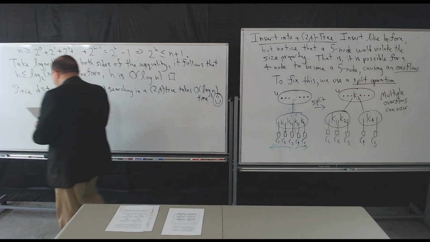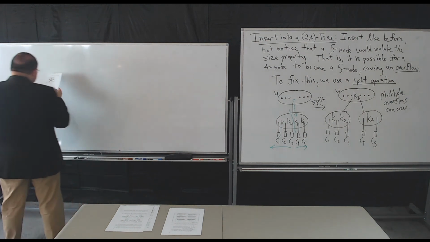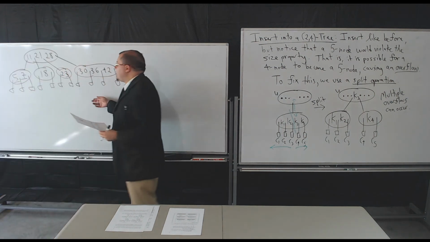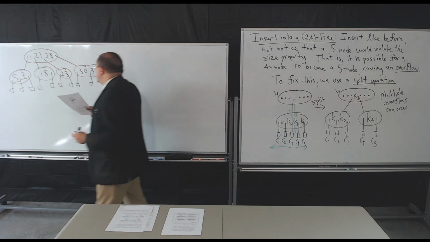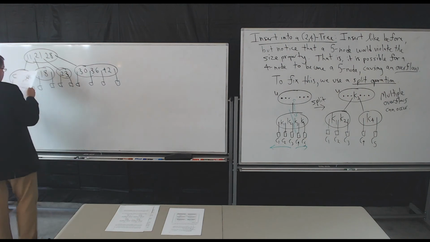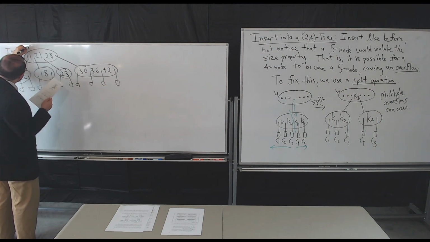So let me do an example with you. Let me draw out a tree for you. Okay, so here's the tree I had before. Now what we're going to do is perform some insertions. In particular, I'm going to do one insertion here. I'm going to insert 29 into this tree.